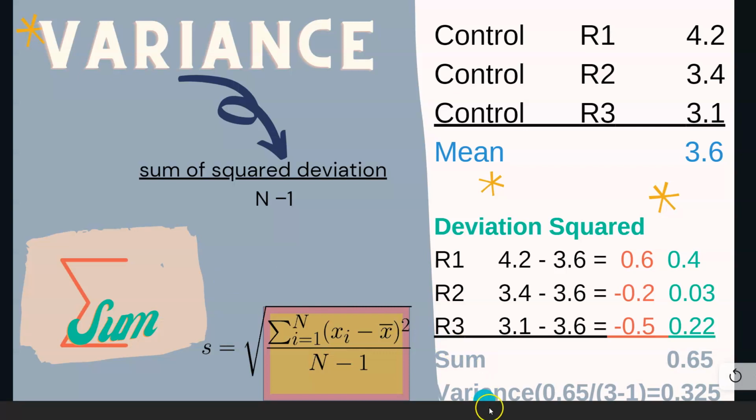And the last step is we need to take our sum divided by n minus 1. In our case, n is 3 because we had 3 replicates. And then we'll say 3 minus 1. Okay, so 0.65 divided by 2 is 0.325. Our variance is 0.325.